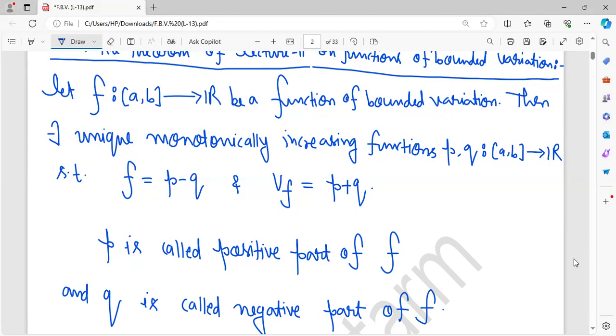In actual, P need not be a positive function. Similarly, Q is just a name. Negative part is just a name. In actual, Q need not be a negative function. You can see the example.